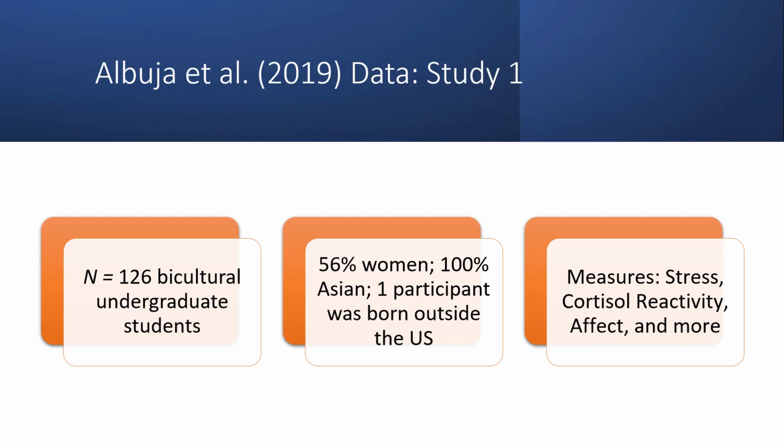So let's get to know the data we'll be working with. Al-Buha and colleagues recruited a final sample of 126 bicultural undergraduate students. Students all identified as Asian, 56% were women, and although there was one born outside of the U.S., all participants were U.S. citizens. The outcome variables that the researchers looked at included measures of stress, cortisol reactivity, affect, and more. We will be focusing on their measure of perceived stress for our example.